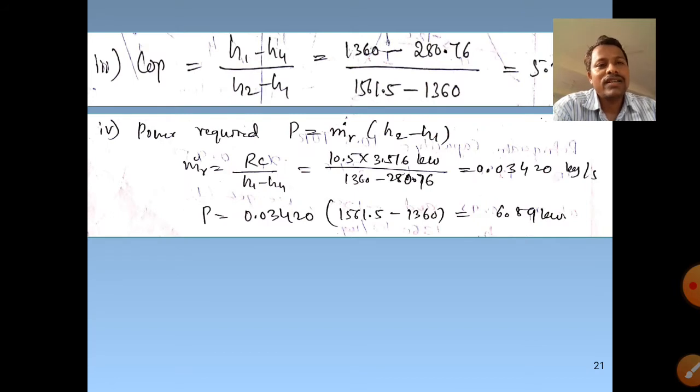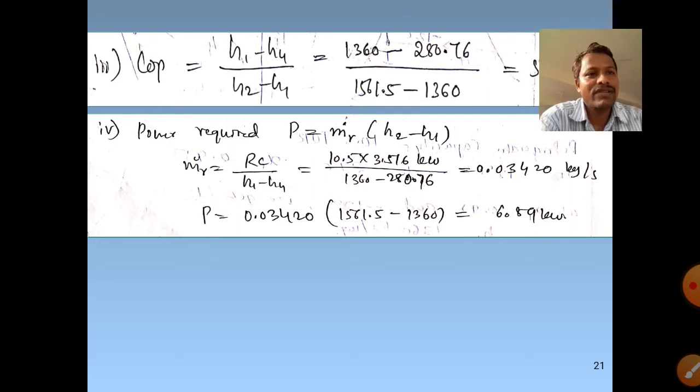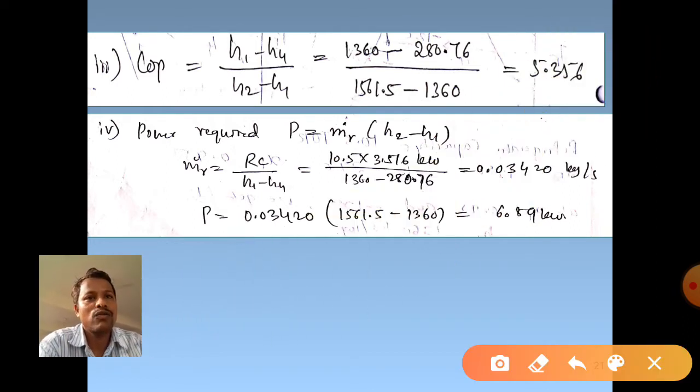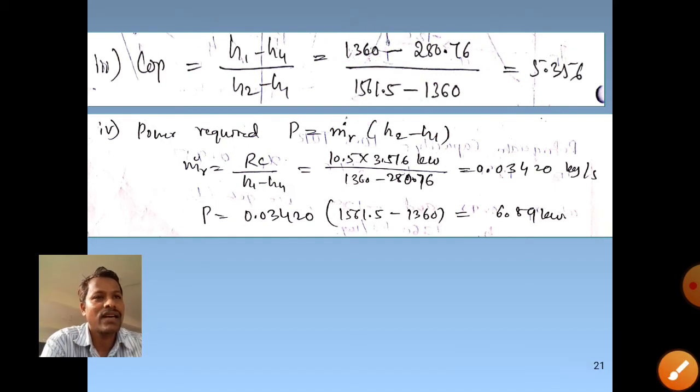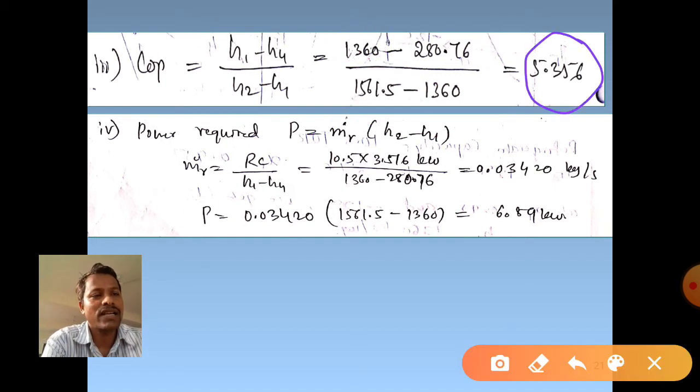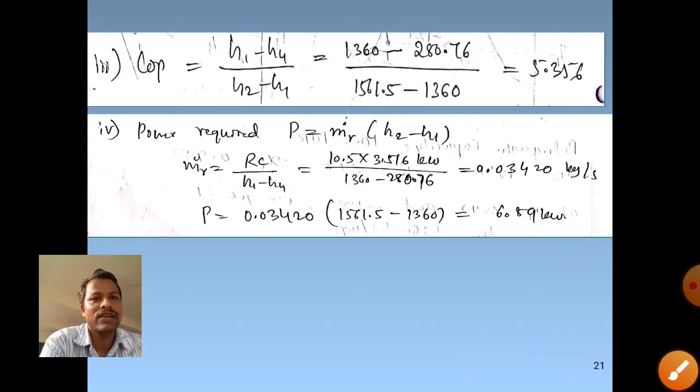So we obtained all the values, that is H1, H2, H4 as we discussed, and now we have to calculate the COP for this refrigerator. The H1 value obtained was 1360, H4 we obtained as 280.76, and H2 as 1561.5. Thus we are able to calculate the COP as 5.35.